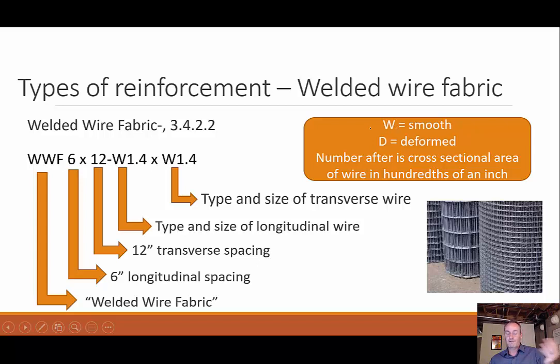And what that means is smooth, well, you know what smooth means, right? It's perfectly smooth to the touch. Deformed means there's some ridges on there, something that'll catch more concrete, gives it more surface area. So this particular one would be a smooth surface, and then the 1.4 is the size of the little metal wire, and it's in hundredths of an inch. So this would be like 0.014 inches by another smooth 0.014 inches. So that's the naming process on something like that.